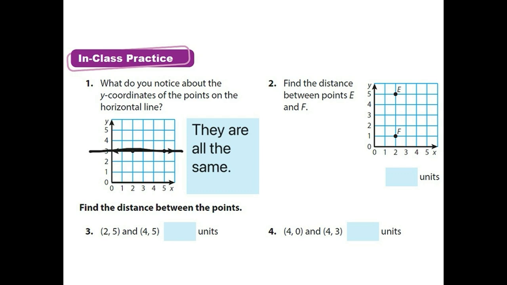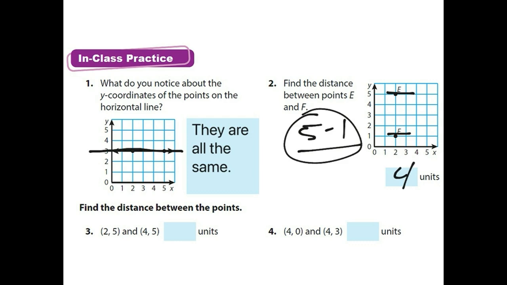Alright, so if I go to number 2, it says find the distance between points E and F. Well, E is at 5, F is at 1, and so we just do 5 minus 1. That's 4. Now look, I know that 5 minus 1 is really easy. I know you can do it in your head without needing to write it down. I still want you to write it down. Why? Because I want to see where you get this number so that if it's a different number, I can see, oh, you were putting down the wrong numbers.